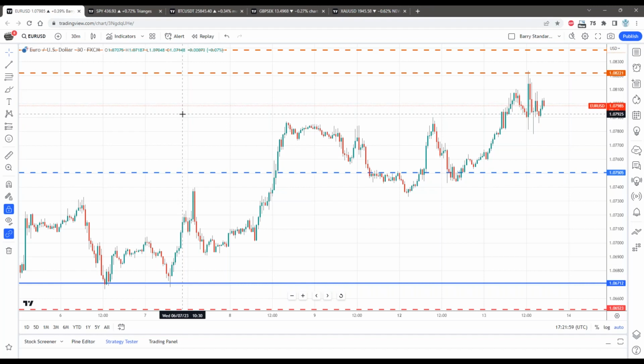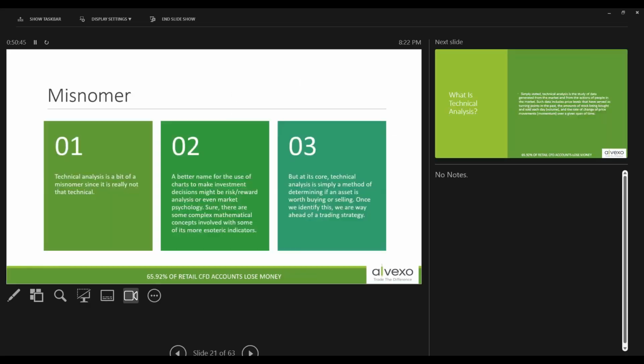Think of it as an elevator. Think of it as the steps on a ladder. As the price moves up and down through this price, these are the steps on that ladder or on that journey that was important to that asset the last time you were climbing that ladder. So keep in mind the word technical analysis, I keep saying, is a bit of a misnomer since it's really not that technical. A better name for the use of charts to make investment decisions or do risk reward and psychology would be chart analysis.